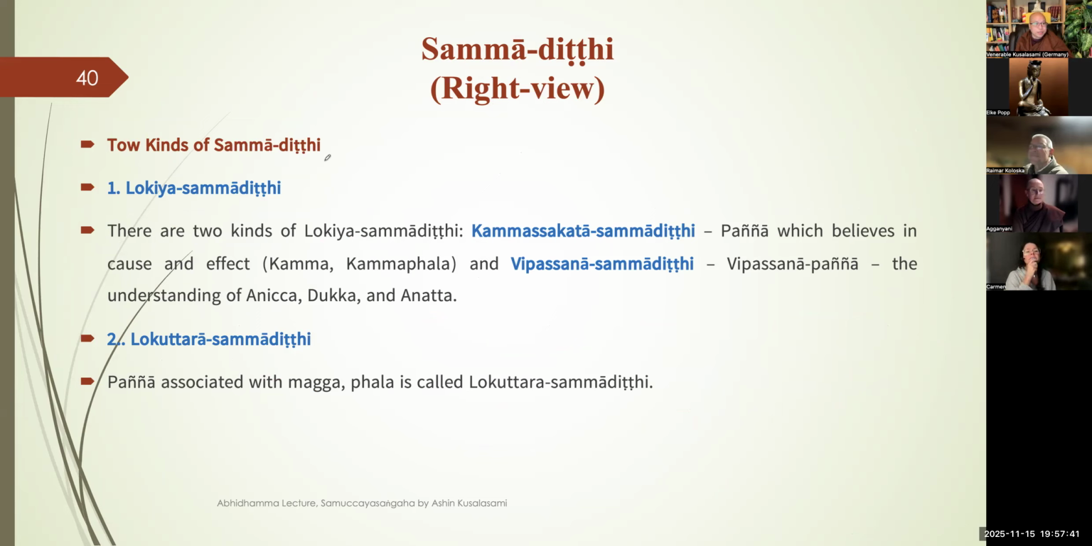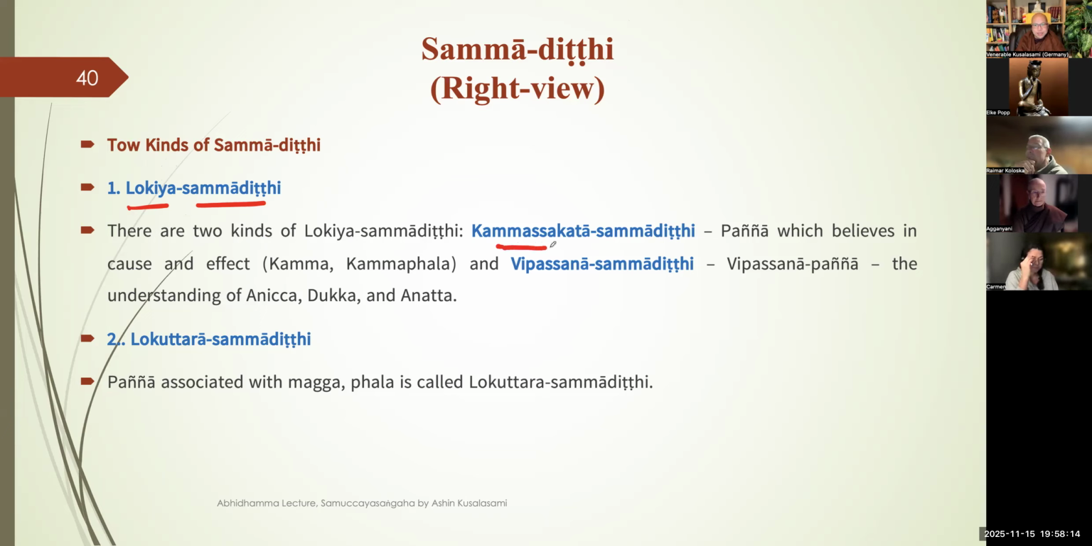Two kinds of Samma ditthi: Lokiya and Lokuttara. And there is an addition, yeah. In the PowerPoint I gave you, it's Loki Samma ditthi. This is Burmese, yeah. We say Loki Samma ditthi. After we finish this Samujaya, I will give you this newly edited version. Lokiya Samma ditthi. There are two kinds of Lokiya Samma ditthi.